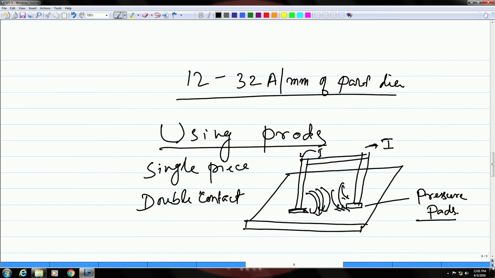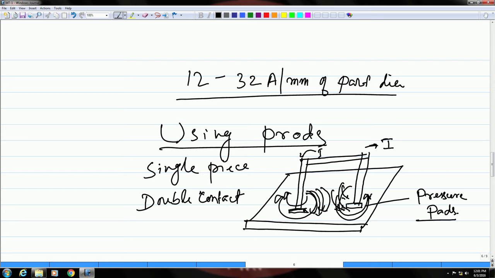And then we saw another method which uses this kind of electrodes, which are known as prods. So you can either use a single prod or a double prod. In this case, again, when you pass the current through this part along this prod, this kind of circular magnetic field will again be generated, like how you see over here. And the defects around this magnetic field will be made visible.